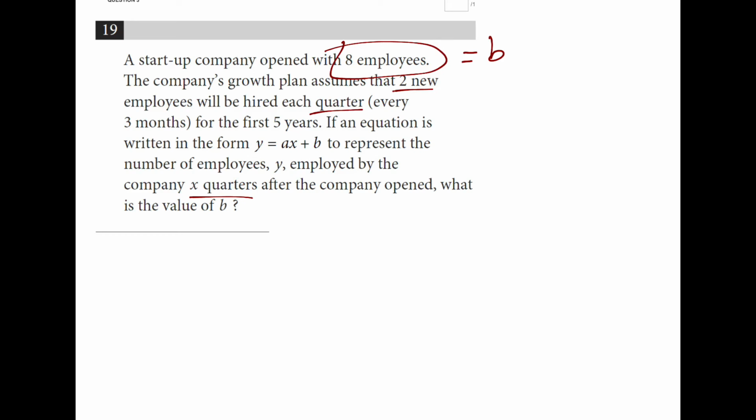So we could say something like y is equal to 2 times x plus 8. 8 comes down from here, 2 comes down from there, and we plug in some number of quarters and we find the answer. And now what are they actually looking for? If an equation is written in this form, what is the value of b? Well, that's just here, 8.